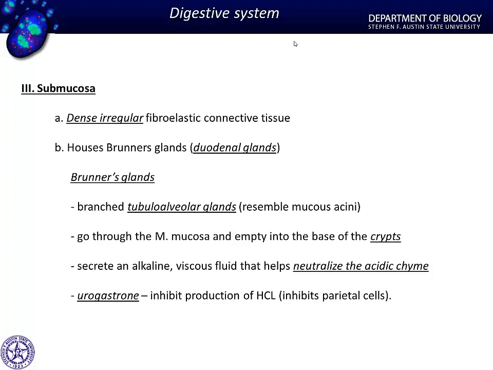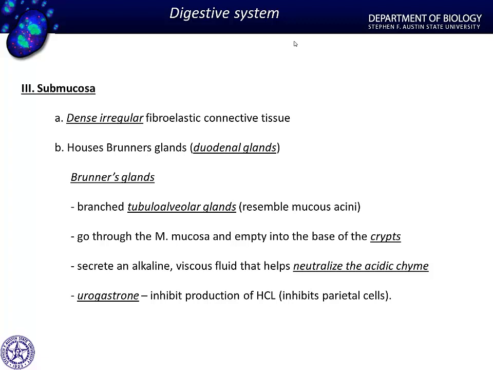Our submucosa, for most of what we're looking at, it's going to be fairly unremarkable. Dense, irregular, fibroelastic connective tissue. We're used to seeing this. And in the jejunum, that's all you're going to see. However, in the duodenum, and so we sometimes refer to them as duodenal glands, we are going to have Brunner's glands. Now, these glands are going to take up much of the submucosa. They're branched tubuloalveolar glands. They're going to be very rich with this mucus acinus.